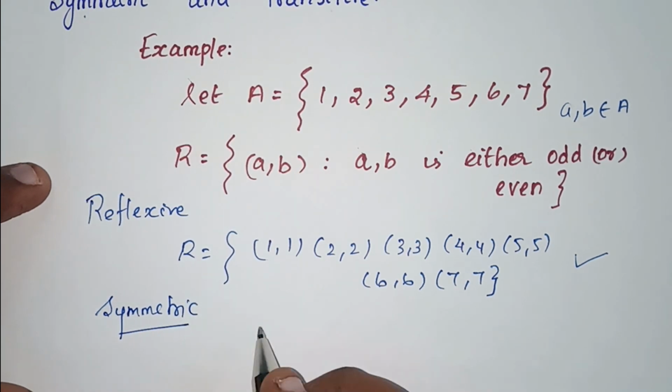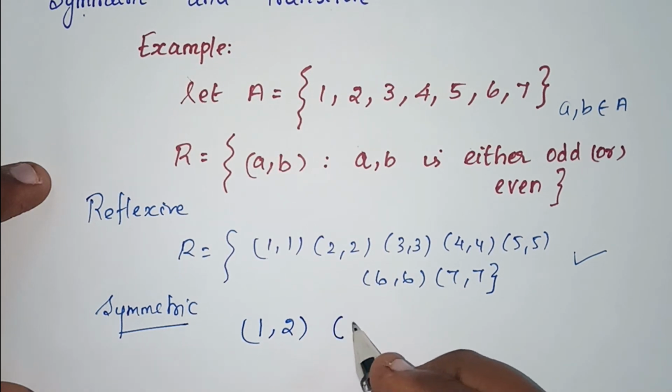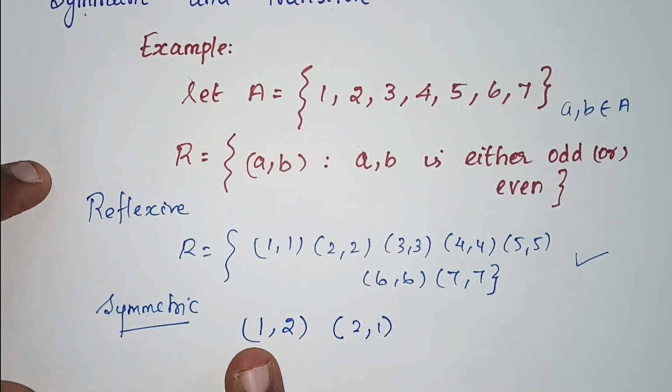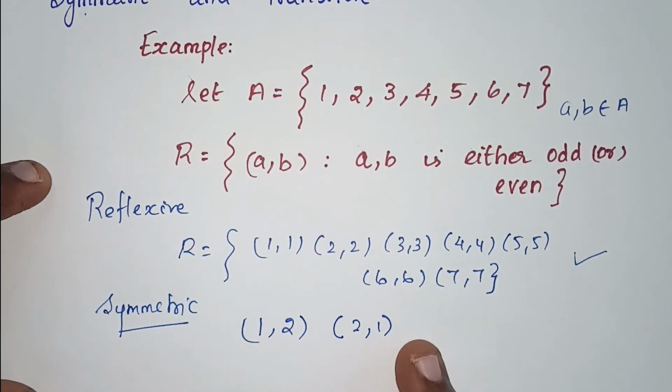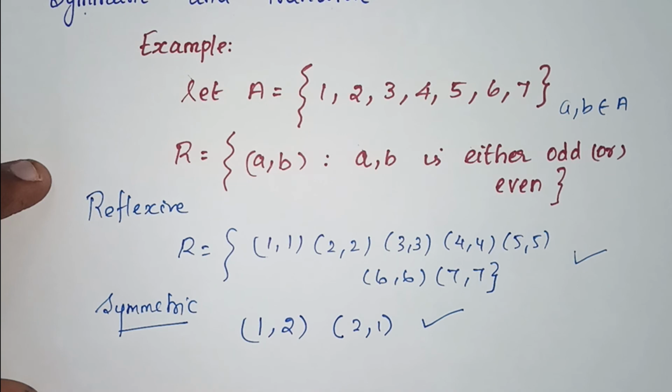Symmetric means if 1 comma 2 belongs to this relation, then 2 comma 1 also belongs to this relation, right? So 1 is odd, 2 is even. So 2 is even and 1 is odd. This also satisfies this condition, right? So this relation is symmetric.